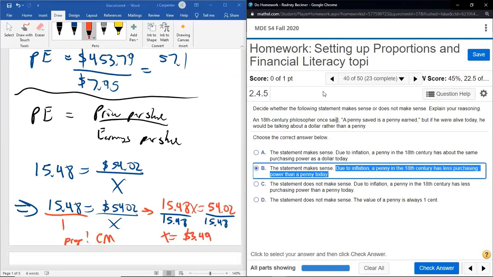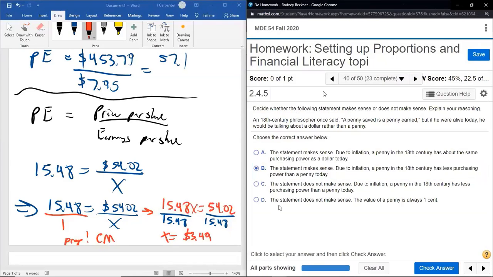So here's the problem. Even though that highlighted statement is correct, it says that the original statement makes sense, and the original statement says that a penny saved is a penny earned. So I don't know about that. All right, the statement does not make sense: due to inflation, a penny in the 18th century has less purchasing power today than a penny today.